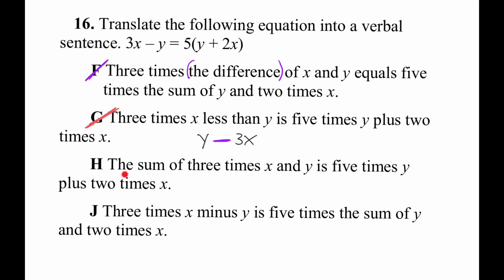And it says H, the sum. Right there is wrong. It's not the sum of 3x and y. So it's a minus, okay? So that's wrong right there. And let me see the last.